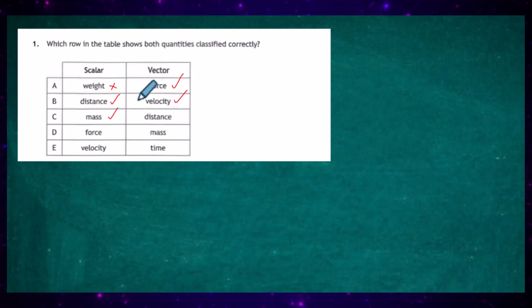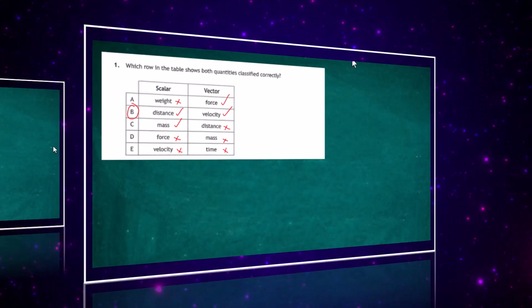Mass is a scalar and distance is a scalar as well, so that's in the wrong column. Force is a vector, which is in the wrong column, so we cross that out. And mass is also a scalar, which is in the wrong column, a vector column here. Velocity is a vector, so that's in the wrong column, and time is a scalar, so that's in the wrong column. So we have the correct answer is response B.